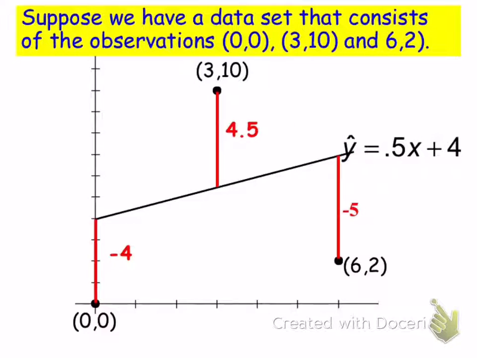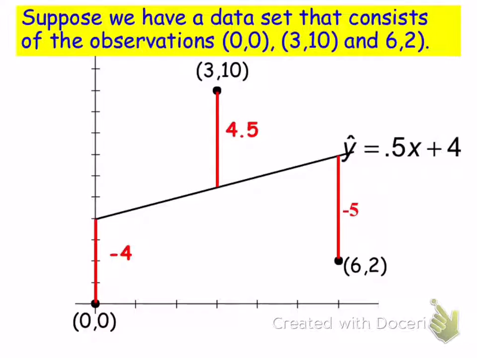So you might want to make a note in your notes: anything that is below your LSRL is going to be a negative residual or a negative deviation. Anything that is above is going to be a positive. So negative would mean below, and positive would mean above.